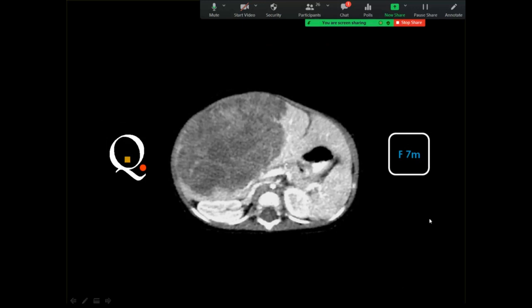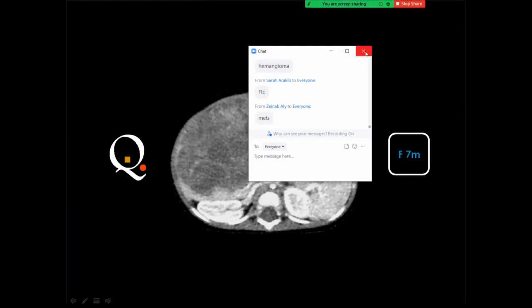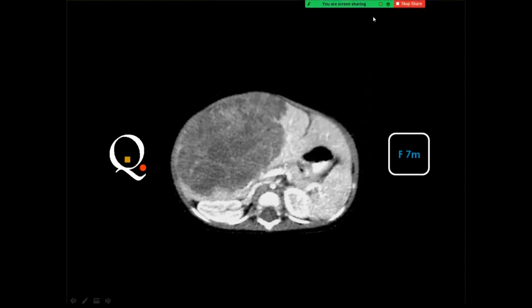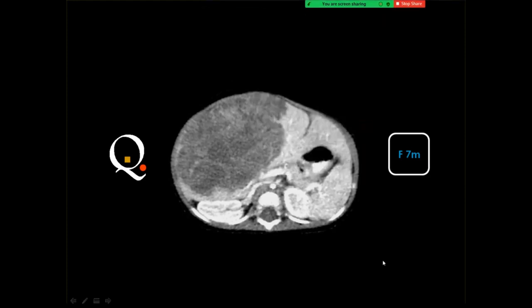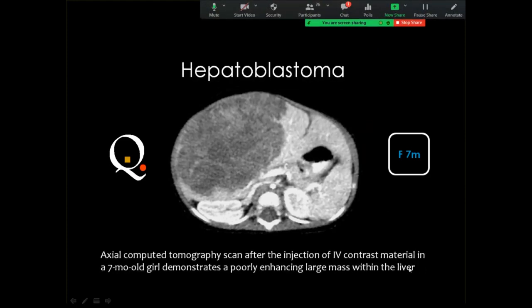This is the female infant, 7 months old, with a big mass in the liver. Yes, and this is a straightforward case of hepatoblastoma, one of three common masses in the pediatric age group: the hepatoblastoma, the nephroblastoma, and the neuroblastoma.